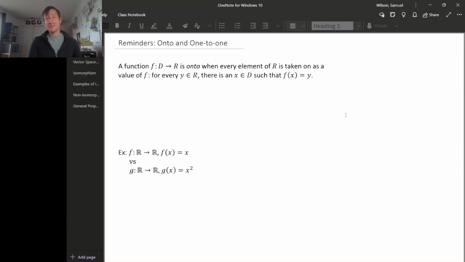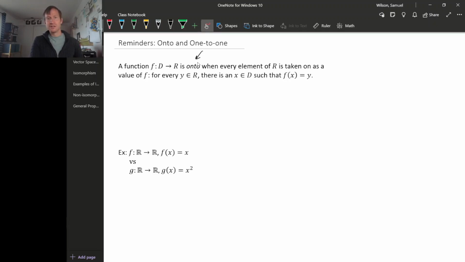A couple reminders about properties that functions can have. So we say that a function with domain D and range R is onto when every element of R, the range, is taken on as a value of the function. In other words, for every element of the range, there is something in the domain that the function sends to that thing in the range, right?